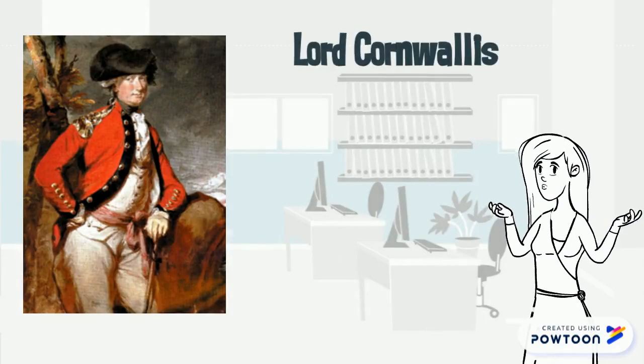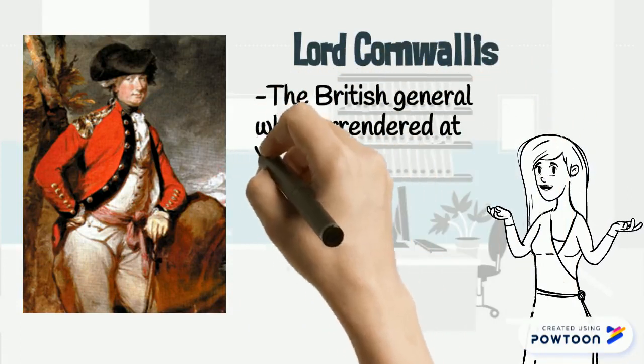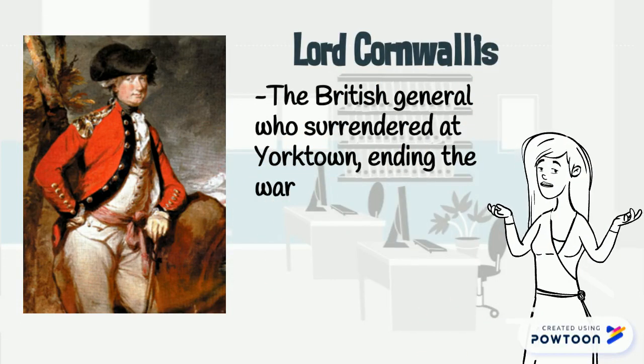And finally, we have Lord Cornwallis. We haven't learned about the Battle of Yorktown yet, but Lord Cornwallis is the British general who surrendered at this battle, thereby ending the Revolutionary War.